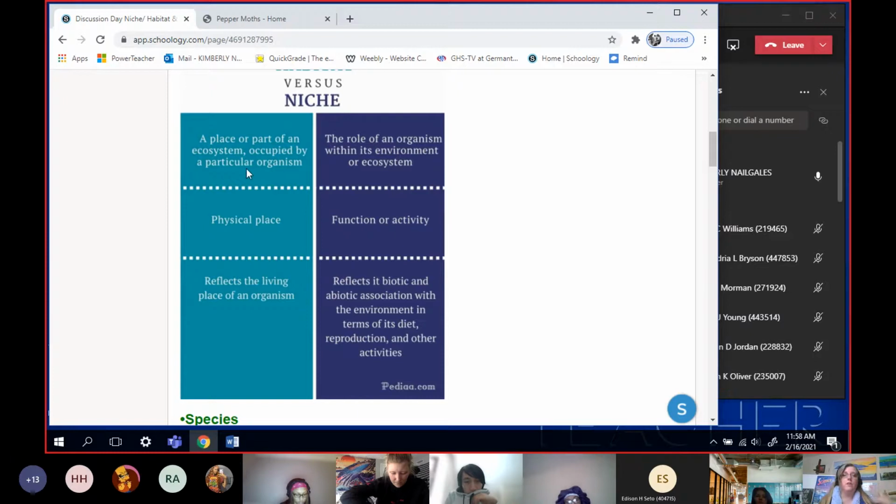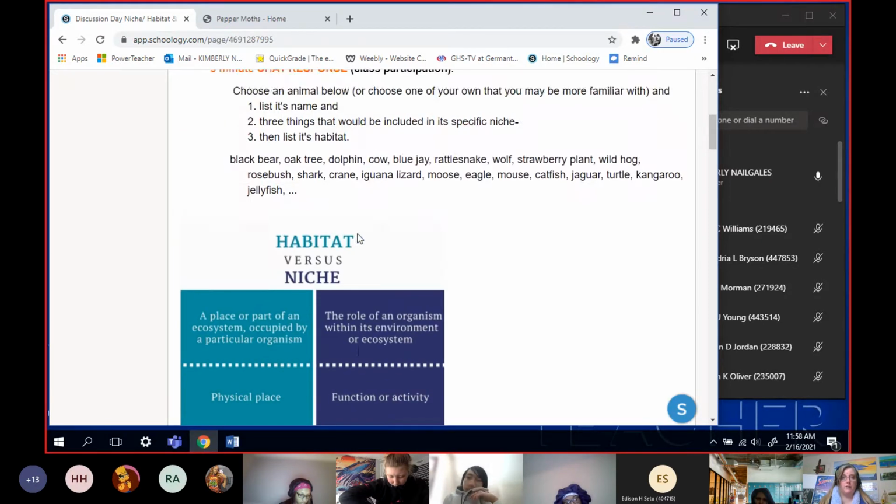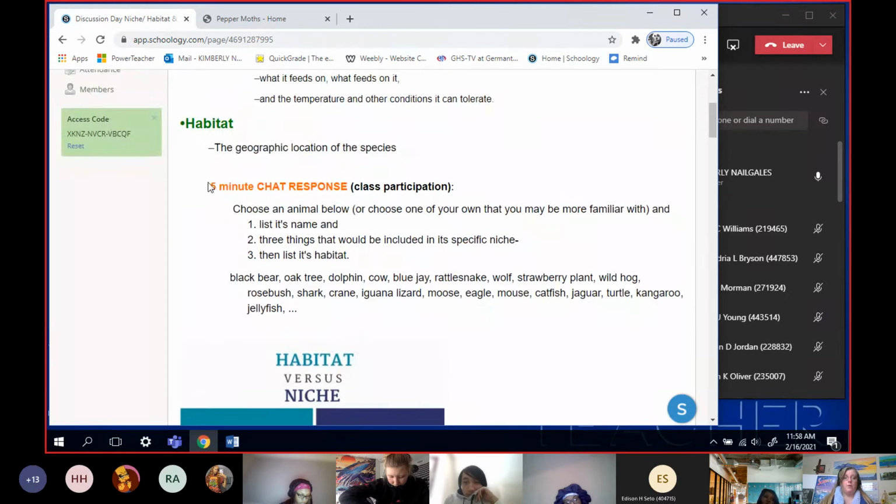All right. So their habitat, over here on this side with the light blue, is just the place or the part of the ecosystem that's occupied by that organism. In the dark blue, the niche, it's the role of that organism within the environment or ecosystem. The light blue, habitat, is just a physical place. Niche is a function or an activity. Habitat reflects the living place of the organism. Niche reflects the biotic and abiotic association with the environment in terms of the diet, its reproduction, and all of its other activities.